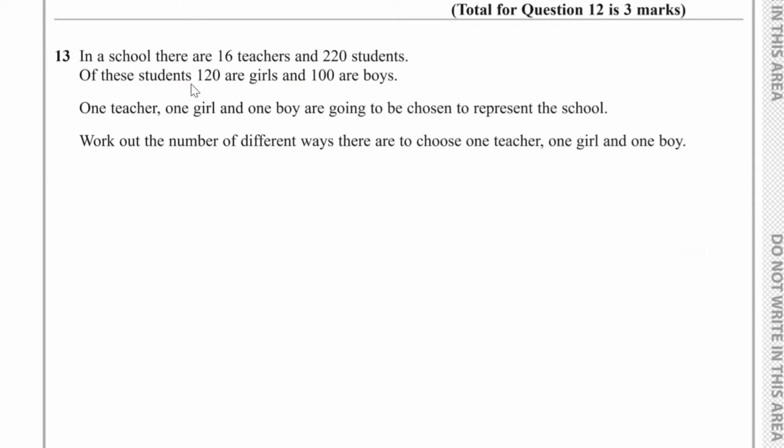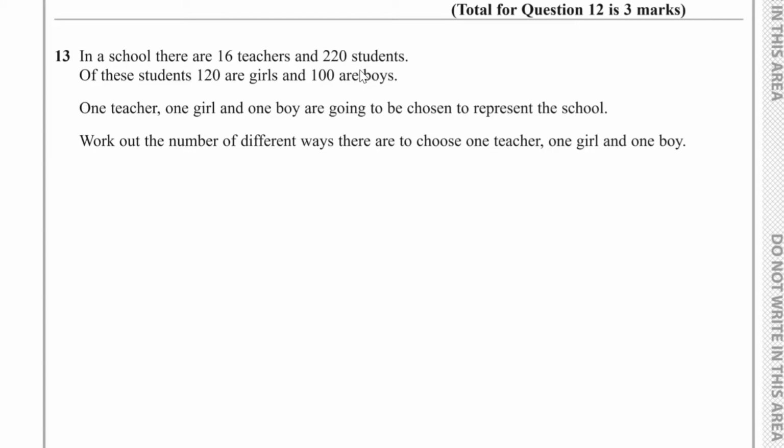Question number 13. In a school there are 16 teachers and 220 students. Of these students, 120 are girls and 100 are boys. One teacher, one girl and one boy are going to be chosen to represent the school. We have to work out the number of different ways there are to choose one teacher, one girl and one boy.